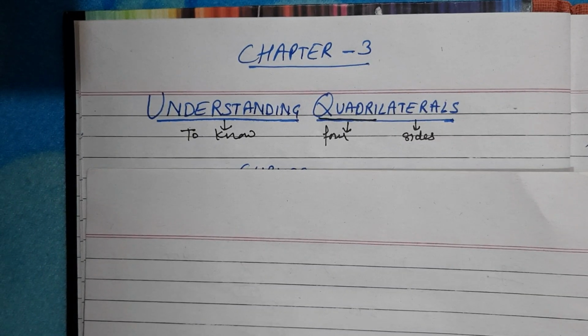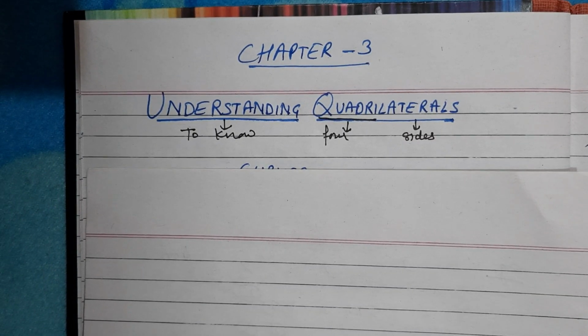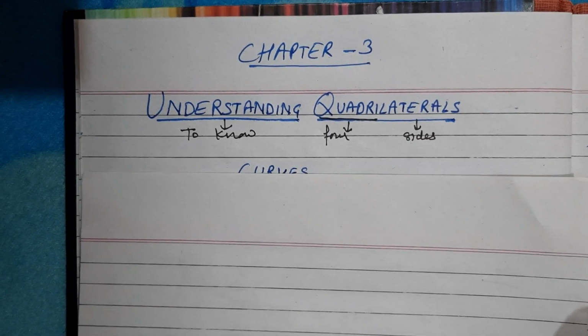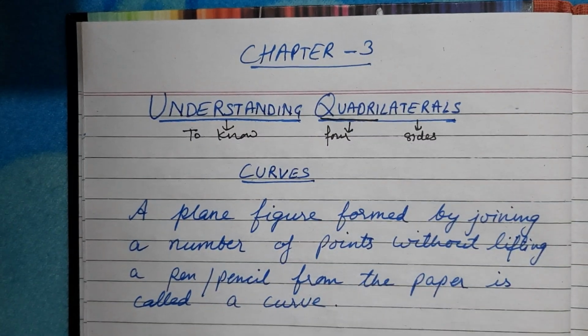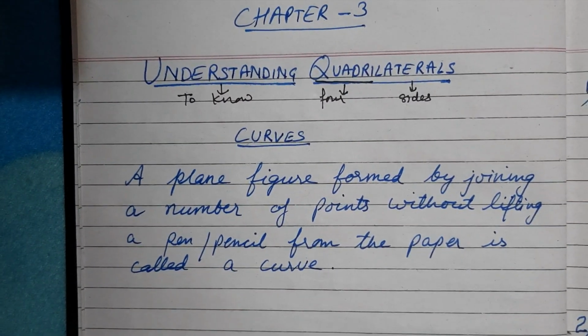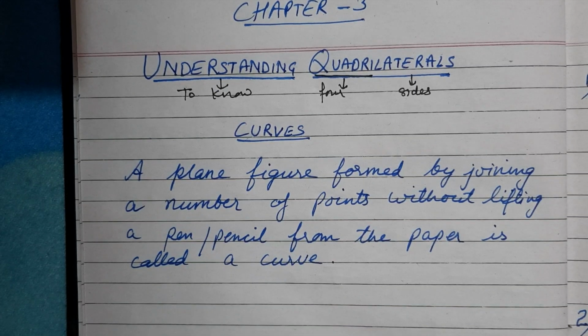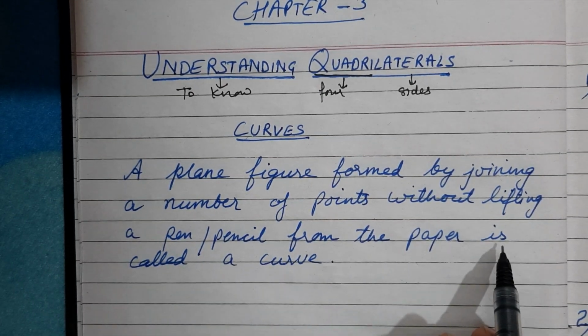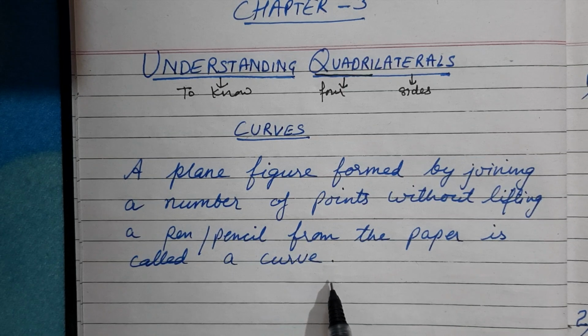Before understanding about quadrilaterals, we need to revise some important terms which are important to know for this chapter. So here we begin with curves. What are curves? A plane figure formed by joining a number of points without lifting a pen or pencil from a paper is called a curve.